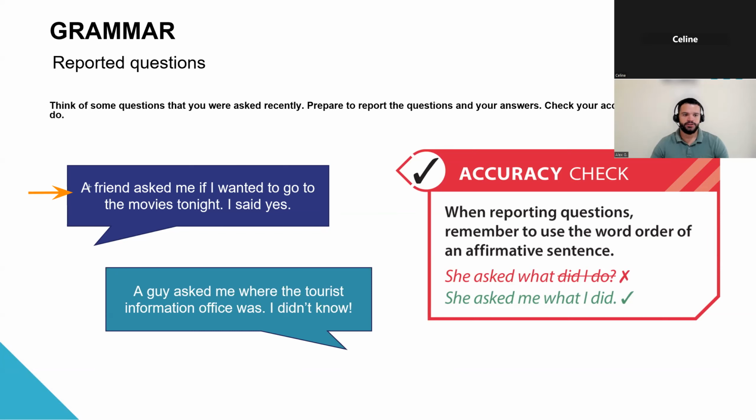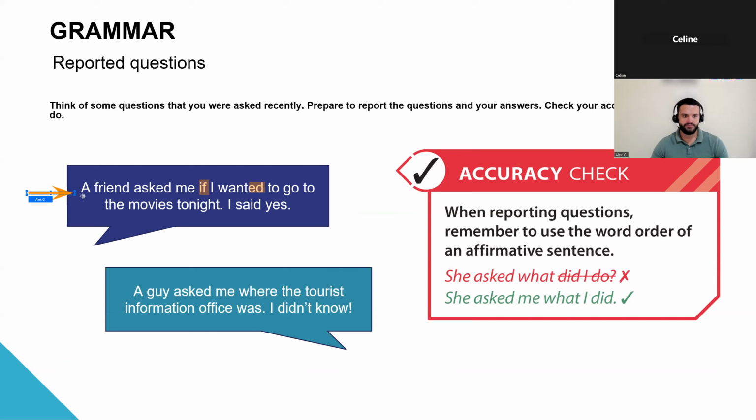Very good. So here you can say, "A friend asked me if..." You can see that this is the reported question. You can see that they use "if," and then they use the past: "if I wanted to go to the movies." What about the next example?